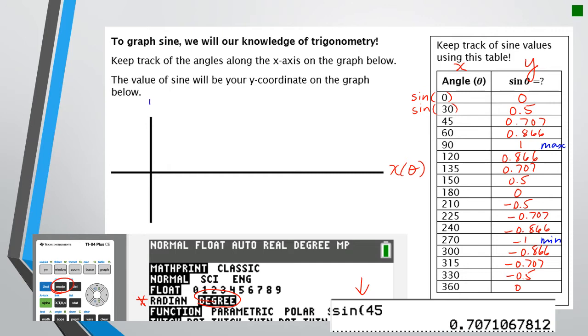So I'm going to label my y-axis. The highest it needs to go is 1, and the lowest it needs to go is -1. And then along my x-axis, I'm going to label all of these main angles. The last one is 360, and then halfway is 180, and then this is 90 and 270. And then I've got 45, 30, and 60. So each of these is going to be broken up into 3.